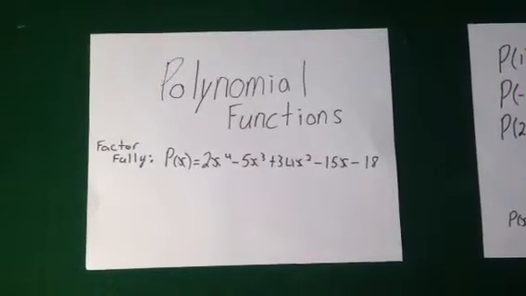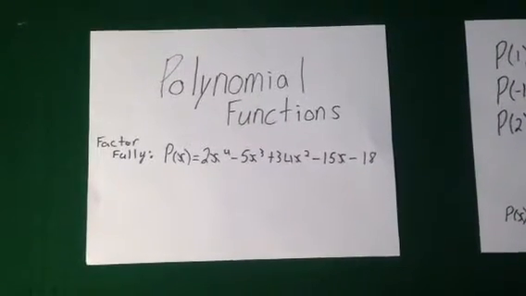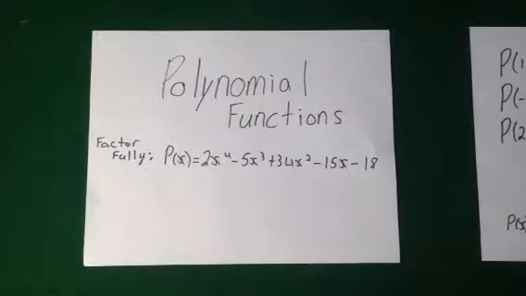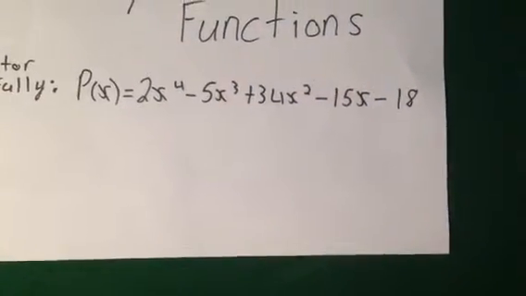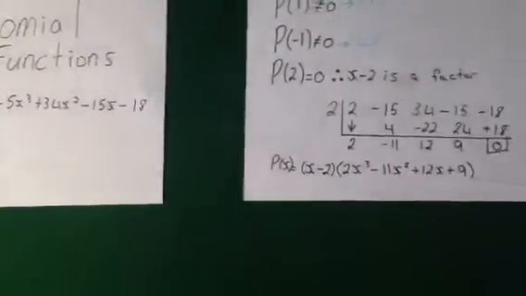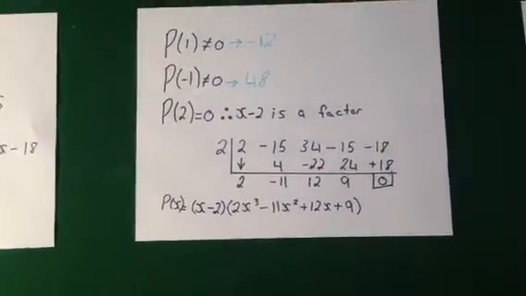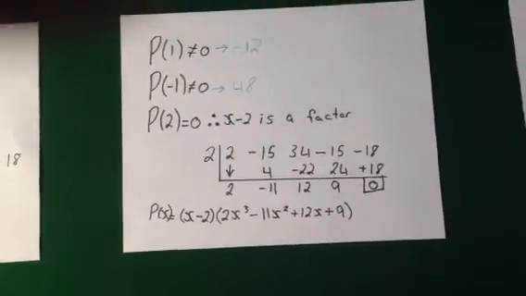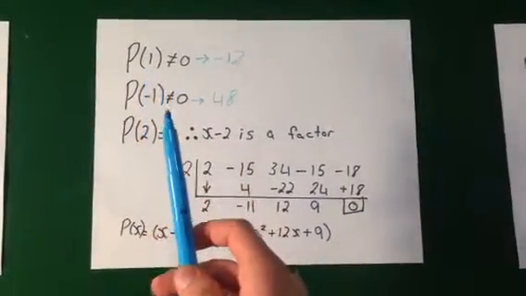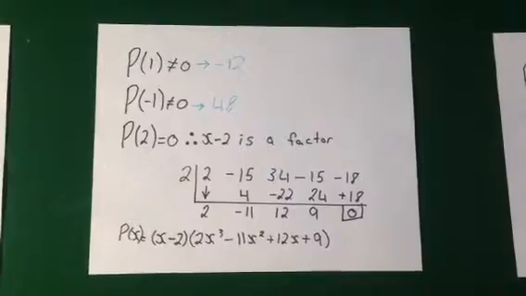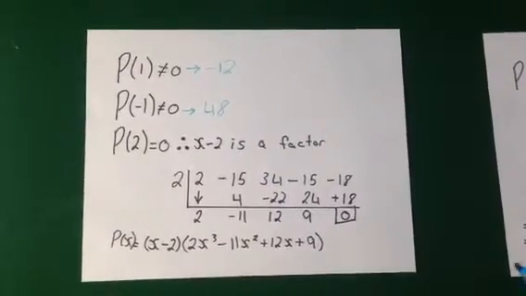This is a polynomial function, and I am going to teach you how to fully factor this equation. First, we have to find a factor of x to make this equation equal 0. We can do this by using the guess and check method by plugging in numbers for x.